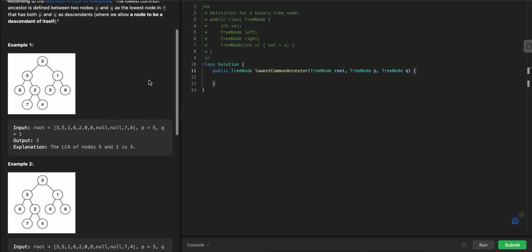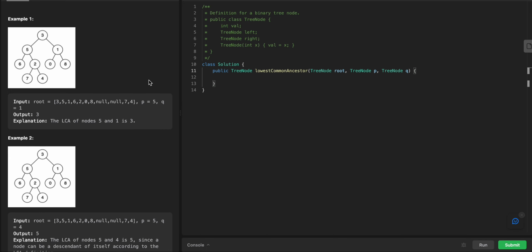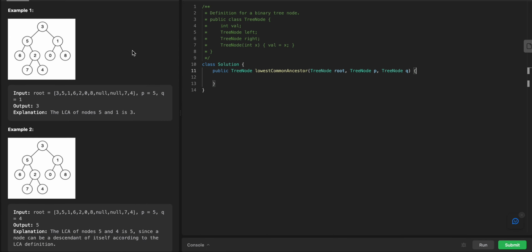So now let's look at the example problem that makes it more clear. So here we have P5 and Q1, right? So where is 5? Here it is 5 and here is 1, right? In this case the lowest common ancestor of both of these nodes is 3, right? Because 5 is a descendant of 3 and 1 is also a descendant of 3. Here the two nodes P and Q lie on the opposite sides, 5 on the left and 1 on the right.